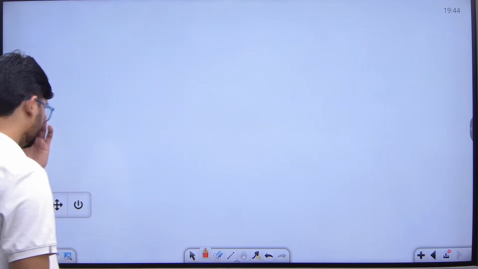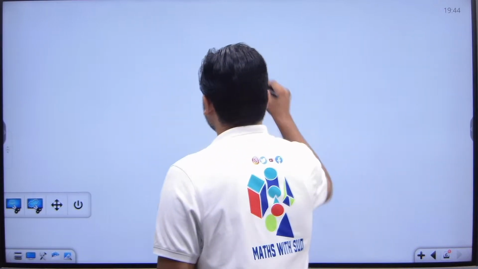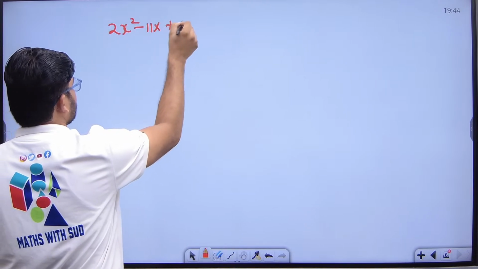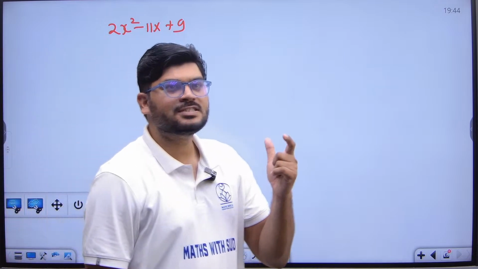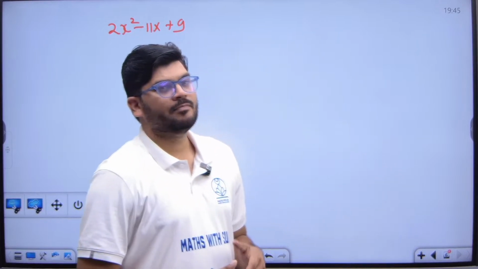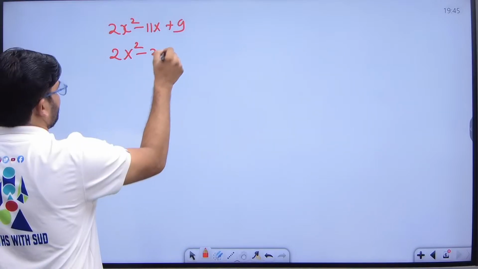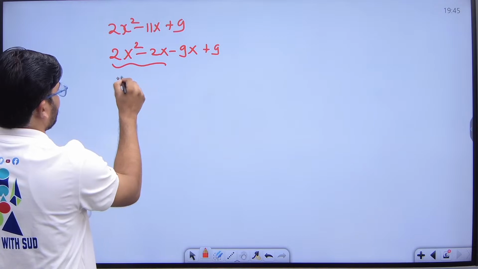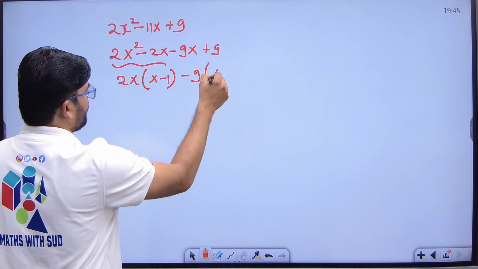Now see this. In the same scenario of the question, I am just changing one sign. 2x square minus 11x plus 9. Now what will happen? Just because of the sign, we have to find two numbers which will give you negative 11. Means the numbers are now minus 2 and minus 9. Are you getting it? Yes. So we will break this down into 2x square minus 2x minus 9x plus 9. Then we can take 2x common. Here you will get x minus 1. Then you can take minus 9 common, x minus 1.